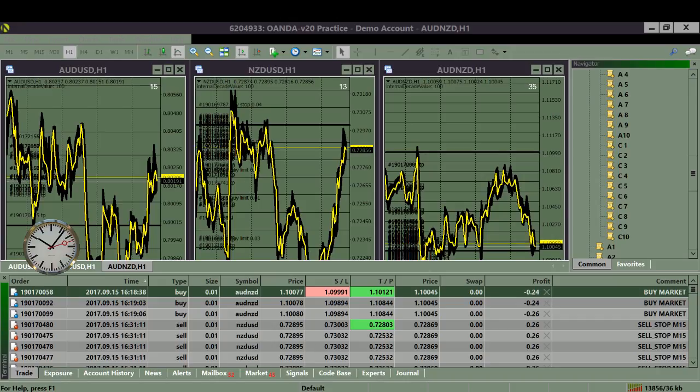So if you make a business out of your trading, if you make it a business, you can write off your data feeds and all your computer hardware.